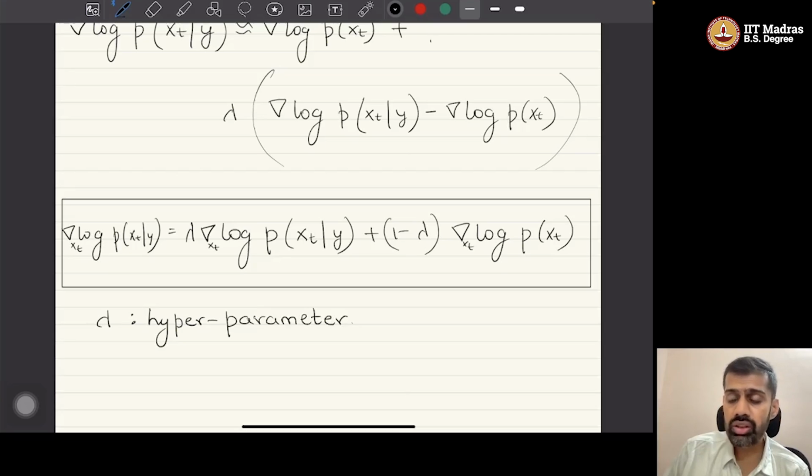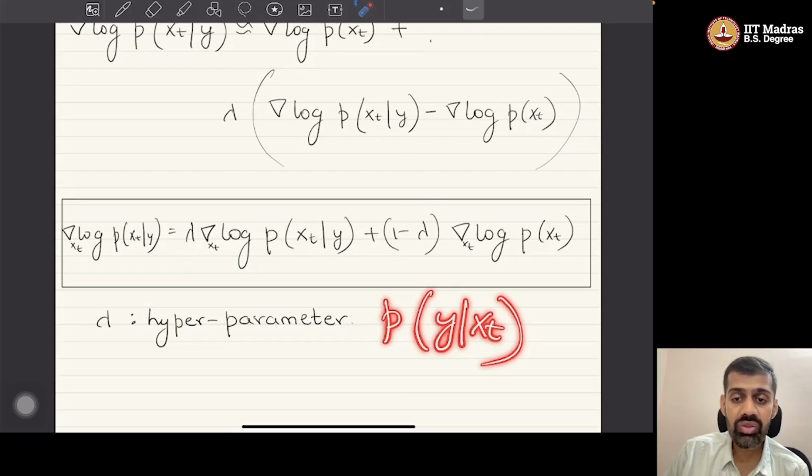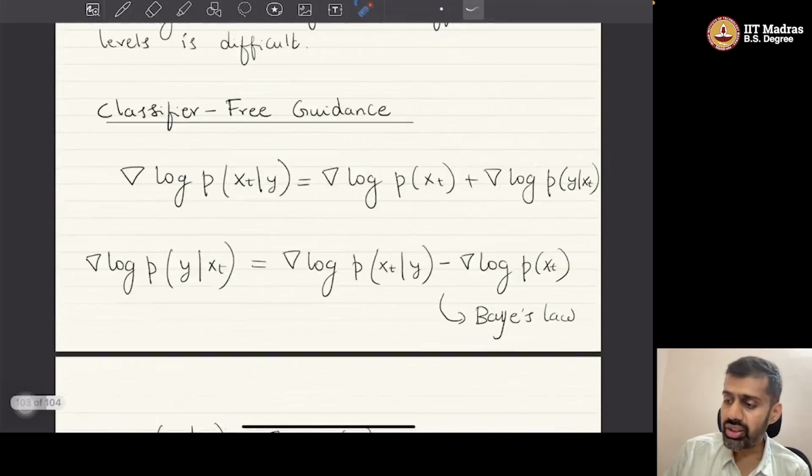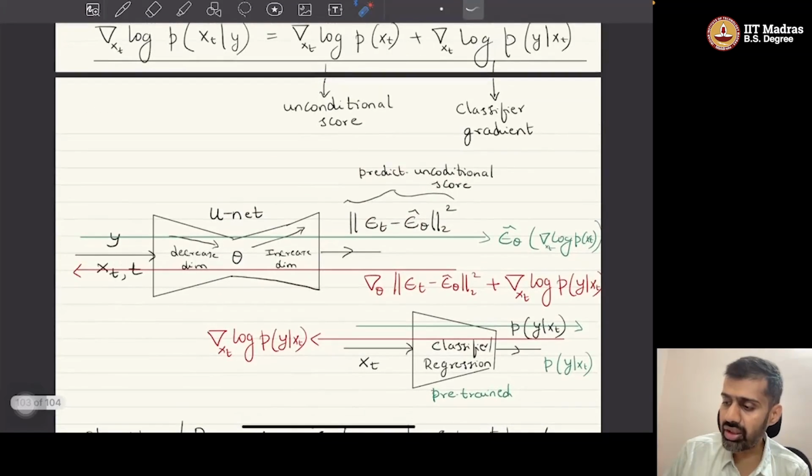So how did we do that? So now whatever we wanted to estimate is now given as a linear combination of the unconditional score and the conditional score. So here we got rid of the problematic term of p of x comma yt. So there is no need for a classifier here. So how is it done? The way it is done in practice is as follows.